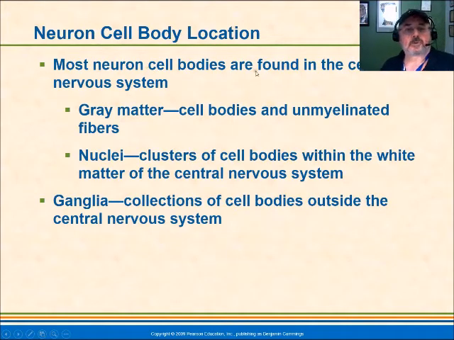Now, most neuron bodies are found in the central nervous system. In fact, about 90% of the bodies associated with the nervous system are within the central nervous system. And in the brain, that would be gray matter. That is the cortex, which is cell bodies and unmyelinated axons and dendrites. And then we have nuclei, which are also clusters of cell bodies within white matter in the central nervous system. And when we look at the central nervous system, we'll look at those a little more closely.